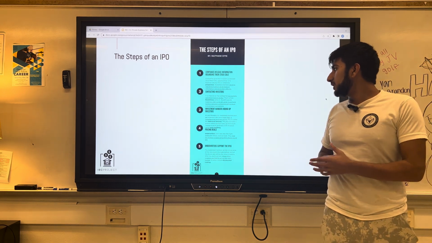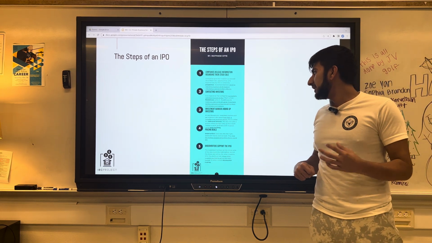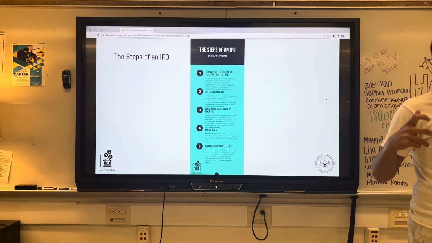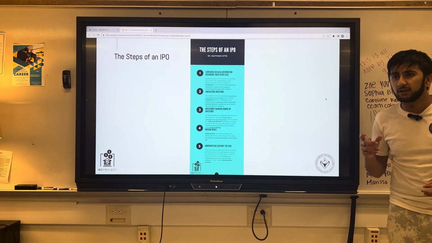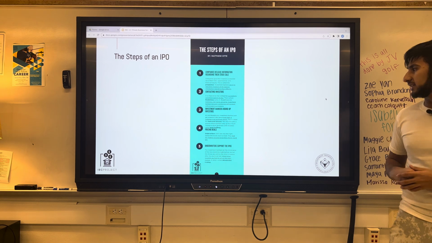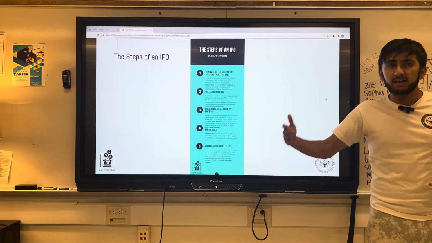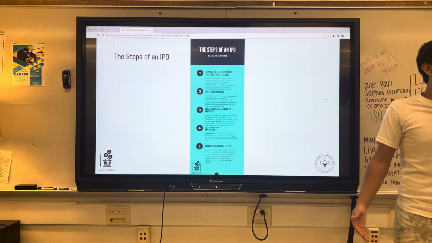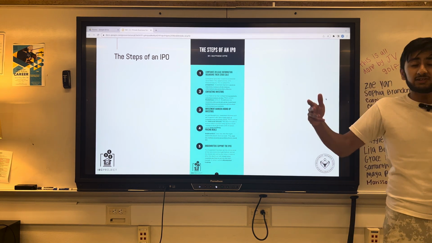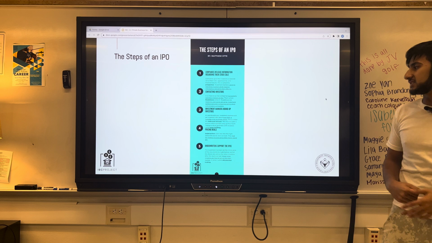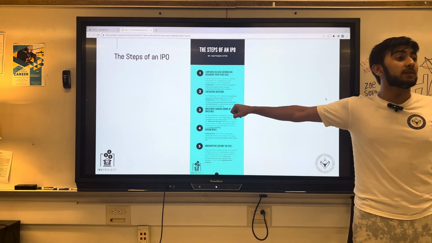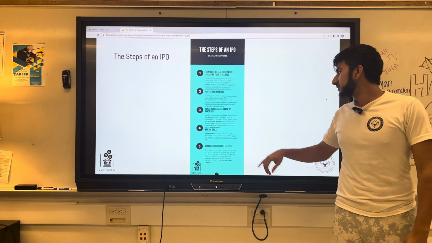Then we get to number 3, where investment bankers will round up investors. So at these roadshows, investment bankers are going to try and figure out how much these investors are willing to buy the stock for. Or, is this investor even going to invest in this company's stock in the first place? And this is called indicated interest, that latter part that I mentioned.